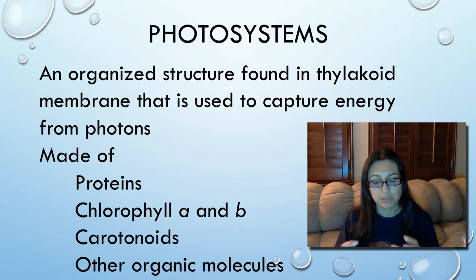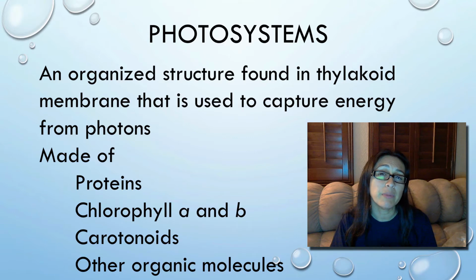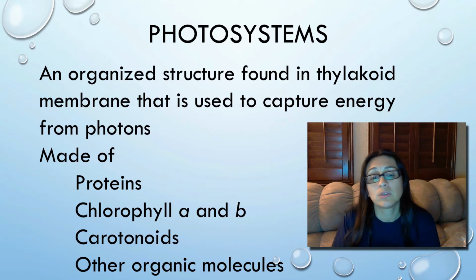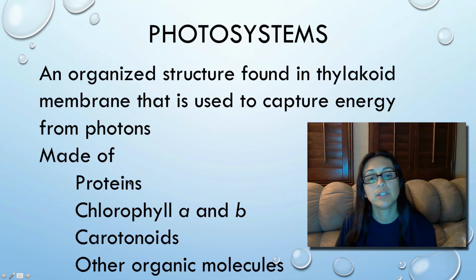A photosystem is a structure that we find in the thylakoid membrane. This structure organizes everything necessary together in order to trap the energy from light. When you look at a photosystem, you're going to see that it's made up of proteins, chlorophyll A and B, carotenoids, and some other organic molecules.